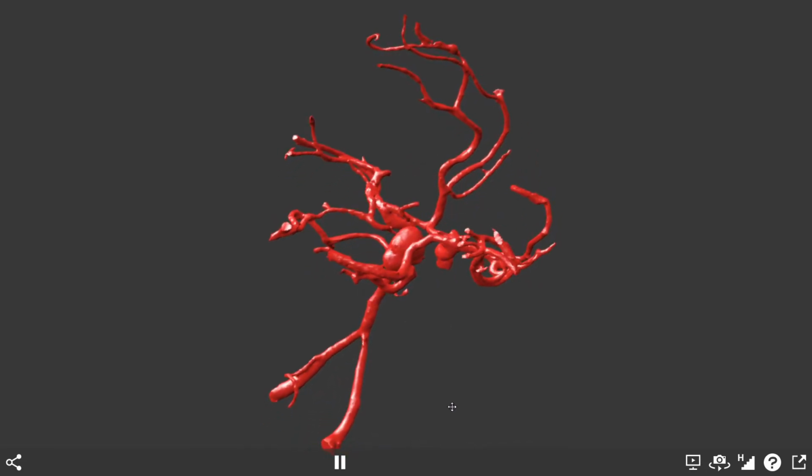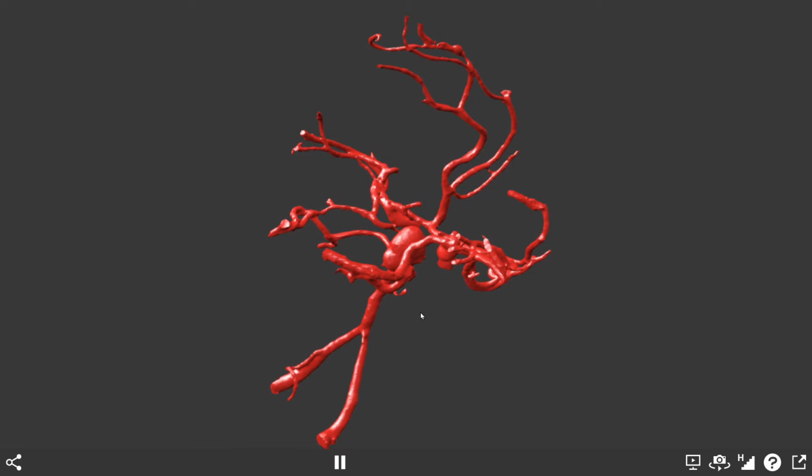Furthermore, we can also see some really nicely demonstrated elements of the anterior circulation. We've got the middle cerebral arteries visible here and here, as well as the anterior cerebral arteries demonstrated very nicely looping back over the corpus callosum.